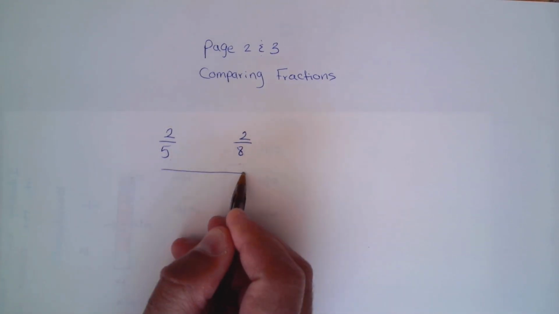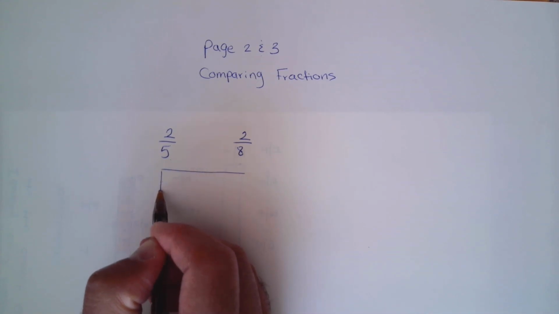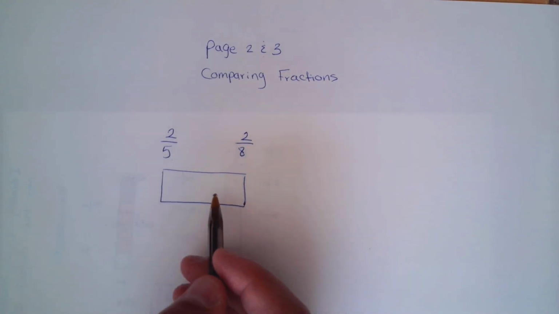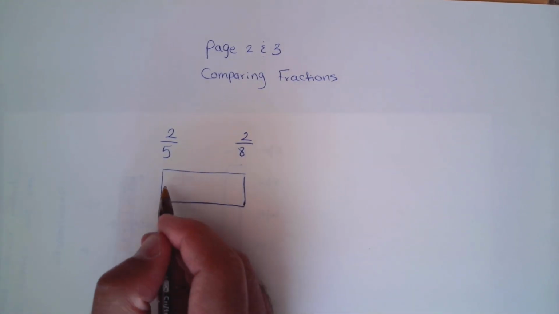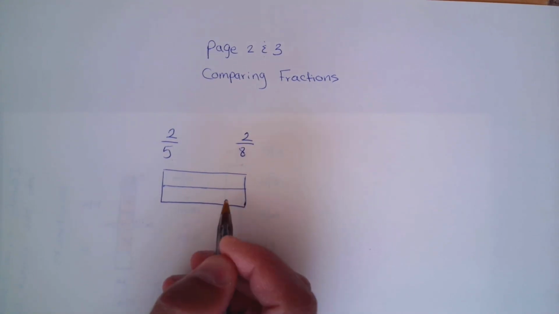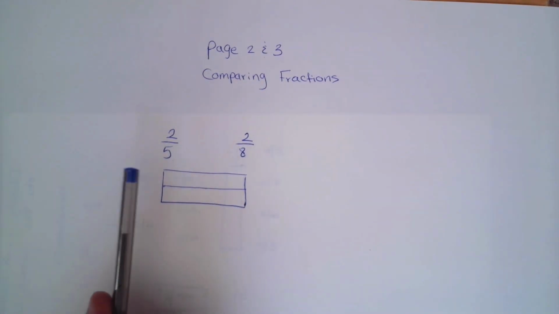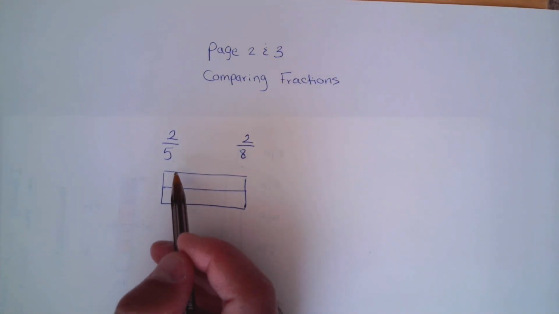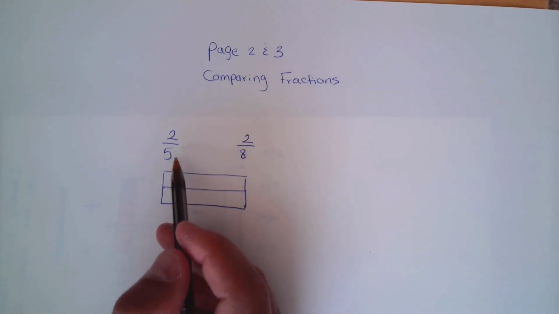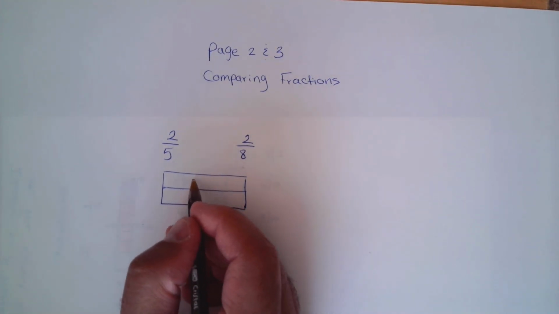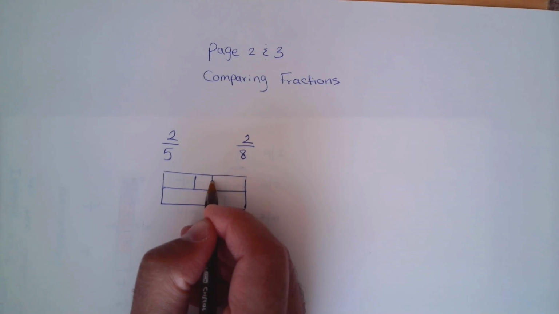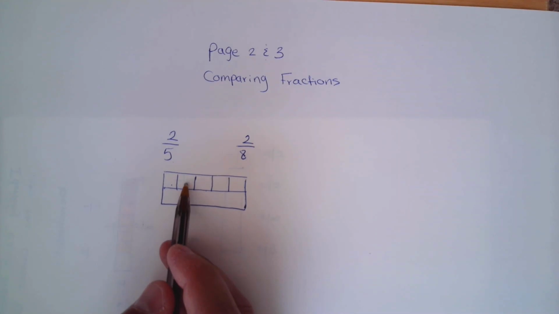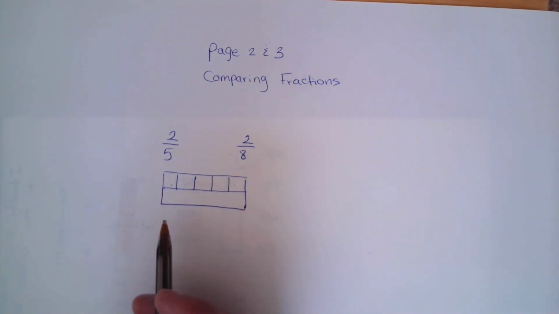We would draw two wholes, but remember they have to be the same width. So I like to start with a bigger rectangle and split it into two, so that the widths are the same. Now one of our fractions is made out of fifths, so I'm going to start with one in the middle and then make my fifths. So here I have 1, 2, 3, 4, 5.